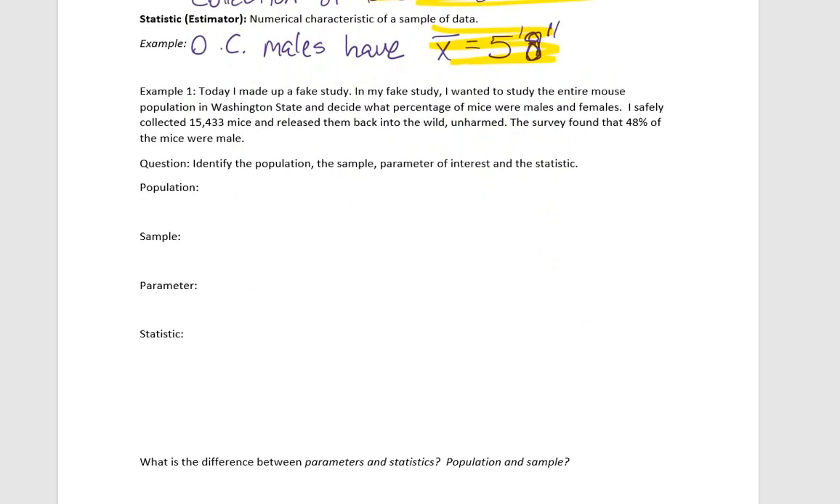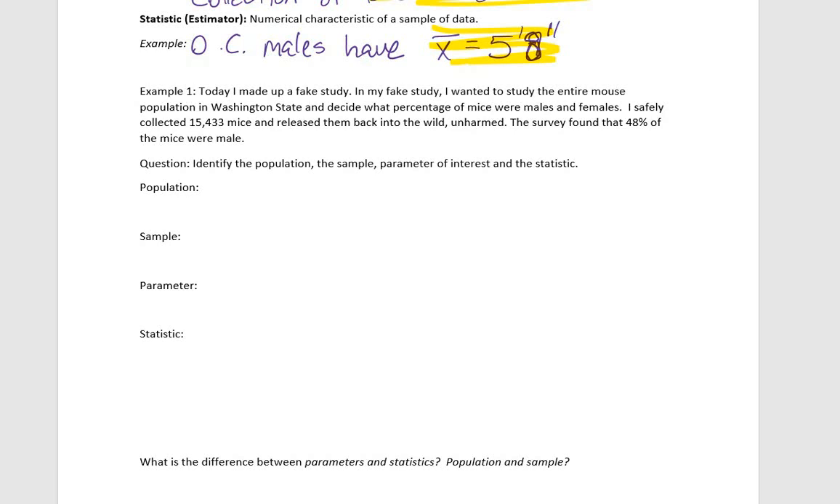Okay. Let's look at an example of defining these things. Today I made up a fake study, and in my fake study I wanted to study the entire mouse population of Washington State and decide what percentage of mice were males and females. I safely collected 15,433 mice and released them back into the wild unharmed. The survey found that 48% of the mice were male.